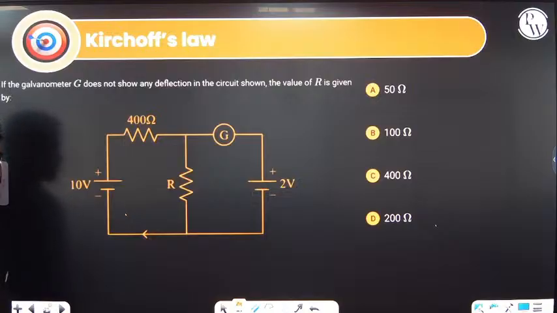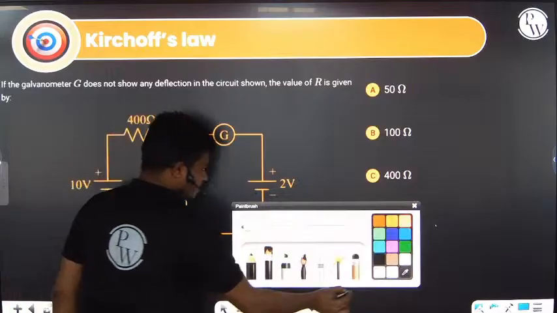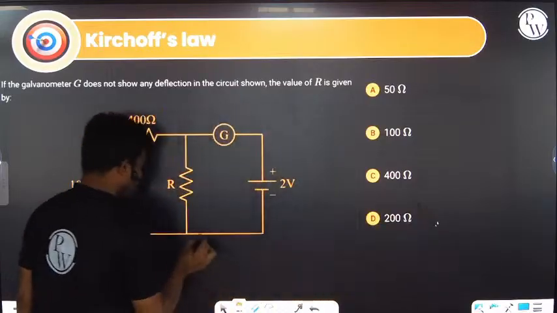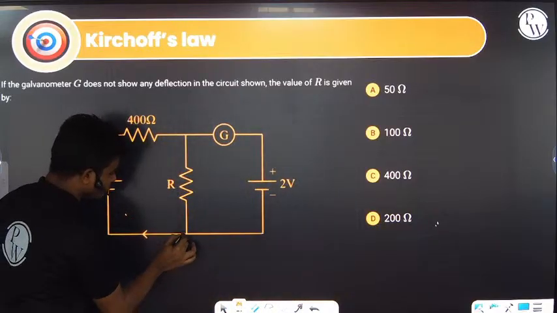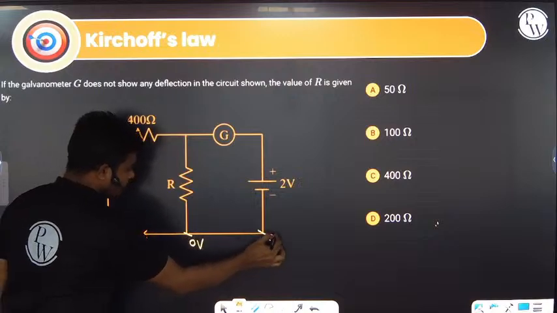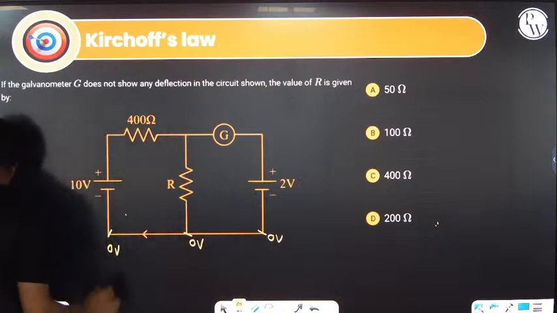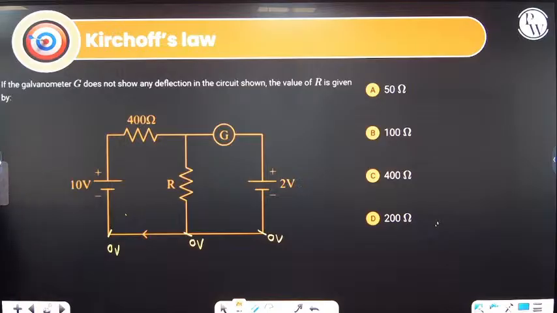Okay, so when we are solving this particular case, that is, if the galvanometer G shows no deflection, then in the circuit shown the value of R should be given by. If it is showing no deflection, there is one simple trick to solve this. I can assume one particular point as 0 potential. So this will be 0 potential, this will be 0 potential, this will also be 0 potential over here.